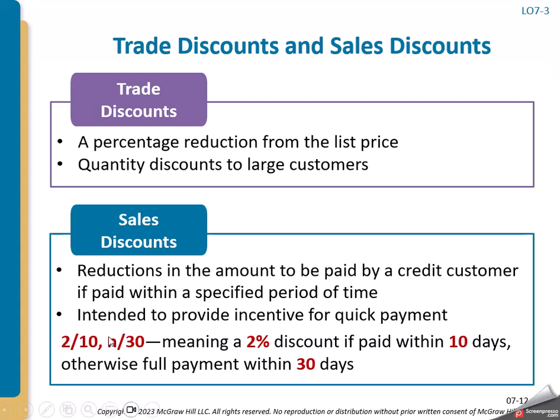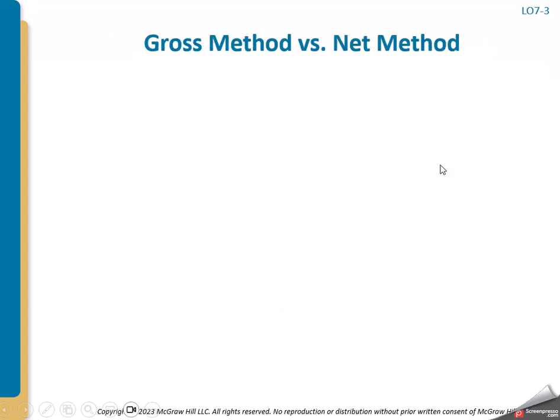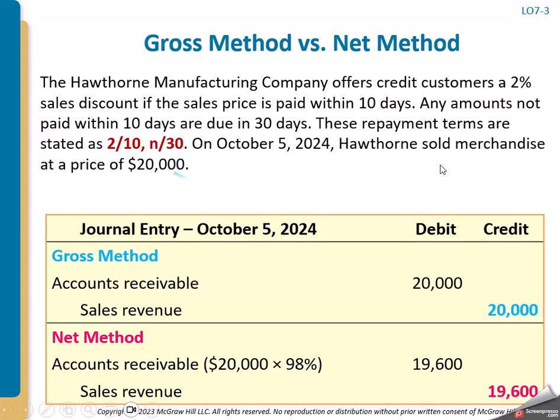So what is down here in the red are some common terms if we're going to offer a discount. And how it's read is you get a 2% discount if you pay in 10 days. The net invoice is due in 30 days. So if they pay in those first 10 days, they can take 2% off. So then here's an example.